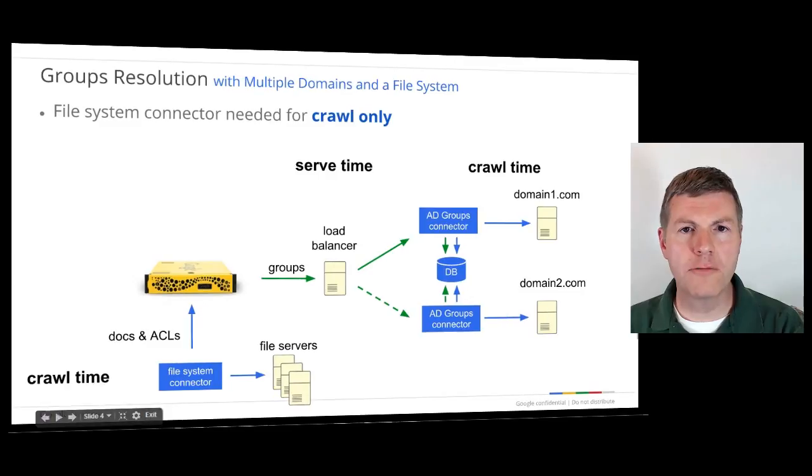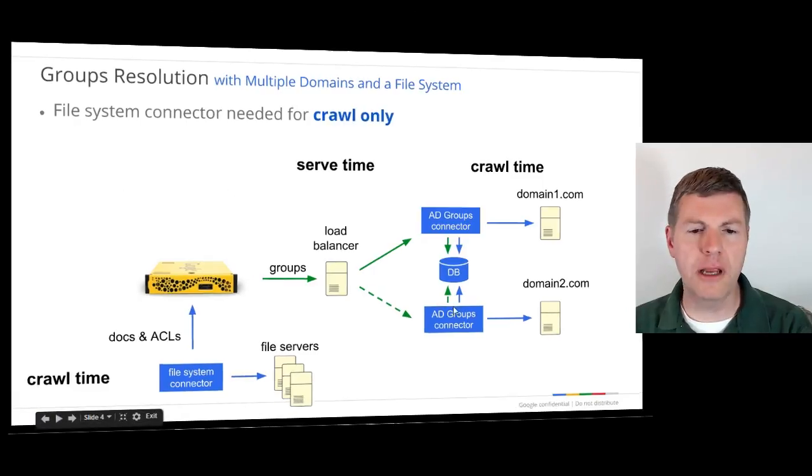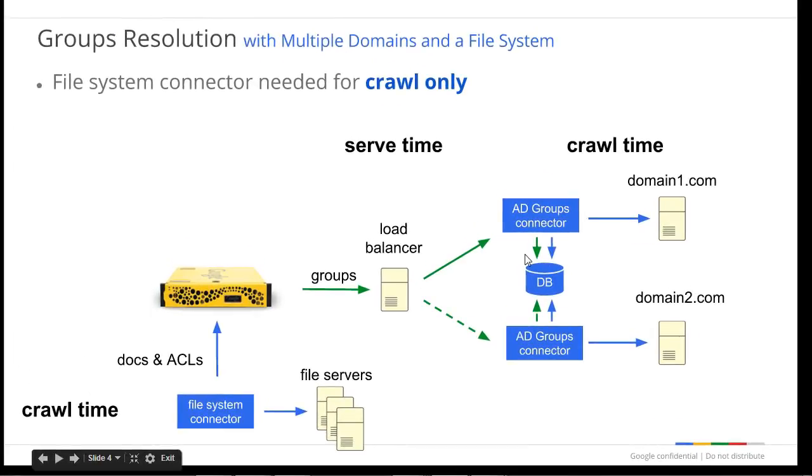To go back and review an important point to remember from this section, with advanced Windows configurations, you may need multiple AD groups connectors sharing a common external groups database. But with version 4 of the AD groups connector, the groups database is stored directly on the GSA, so this configuration will no longer be needed.